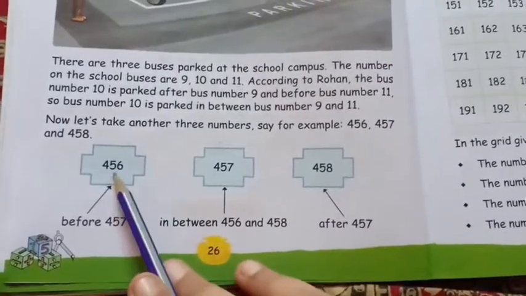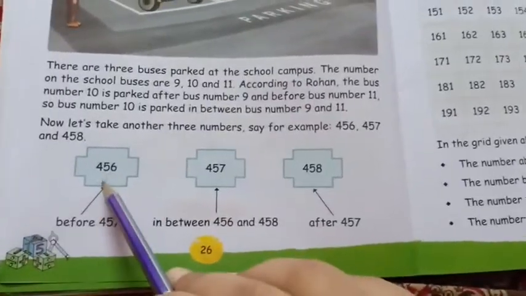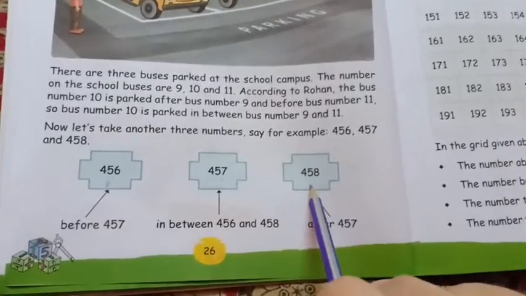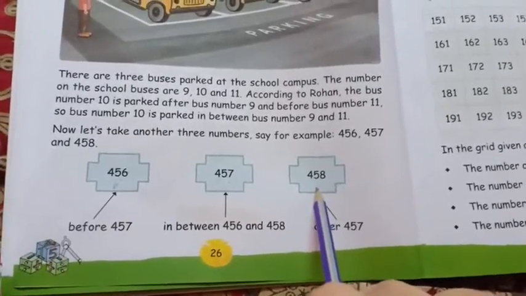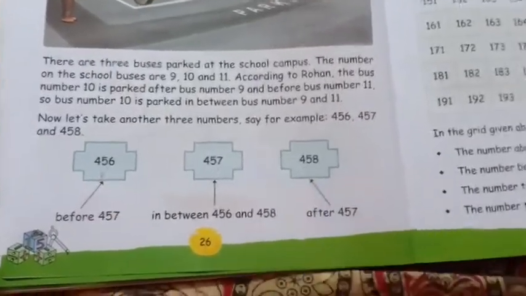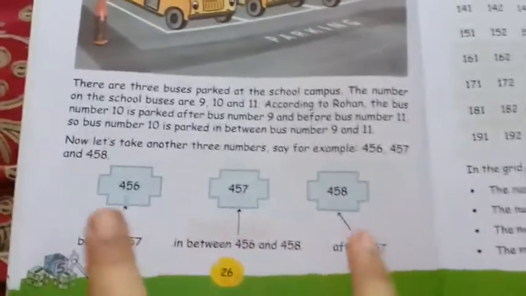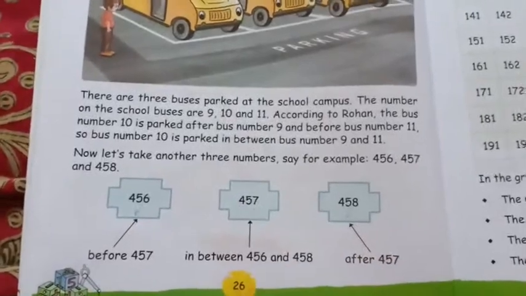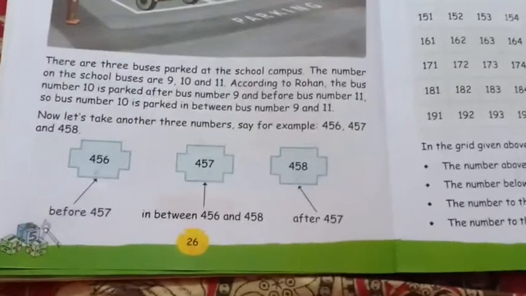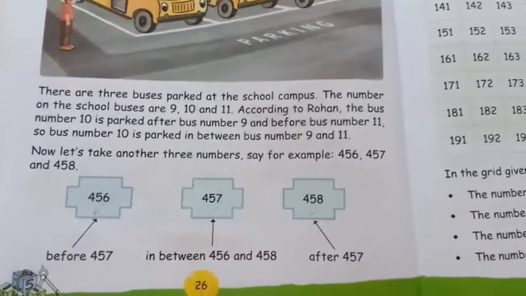Which number will become after 456? So it's 457. Now between 456 and 458, which number will be there? In between 456 and 458, which number will be there? मतलब 456 और 458 के बीच में कौन सा नंबर आएगा? So you have to answer it's 457. So let's see other examples for this.